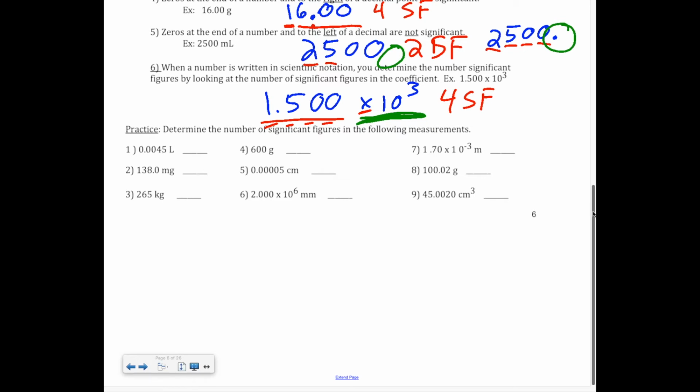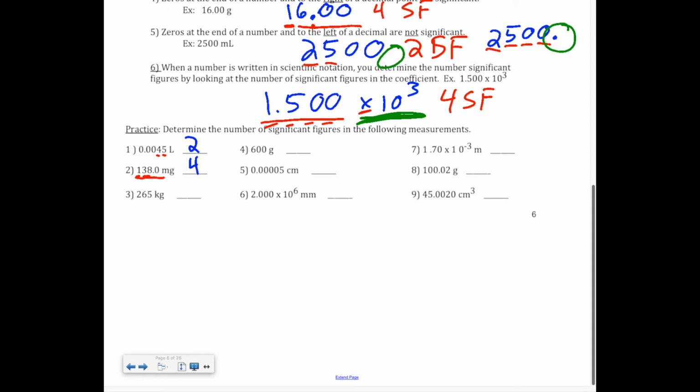So let's take a look at some practice. All you have to do is determine the number of sig figs here. I'm going to do a couple and then I want you to try a few. So question number 1 is 2 sig figs because the leading zeros are not significant. It's just the 4 and the 5. Question 2 has 4 sig figs because these are significant, and then there's a decimal present. So after the first non-zero number, all of them are significant.